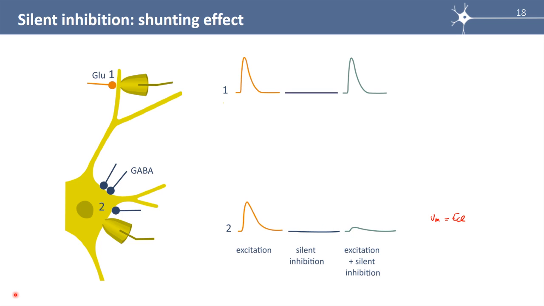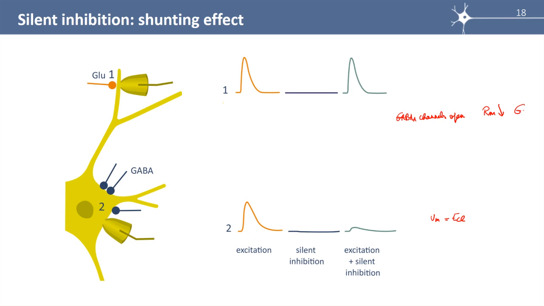Why? This is called the shunting effect. The shunting effect is this one. When you open a lot of GABA-A channels, of course, the membrane resistance decreases because there are a lot of channels open. So there are a lot of ions going through, so the membrane resistance decreases.